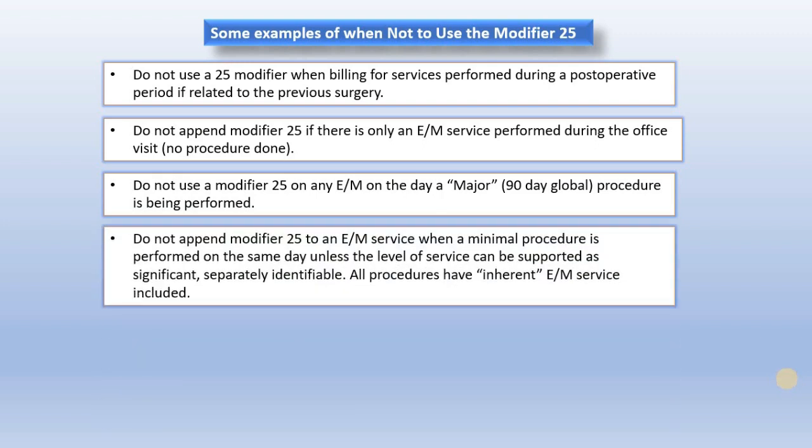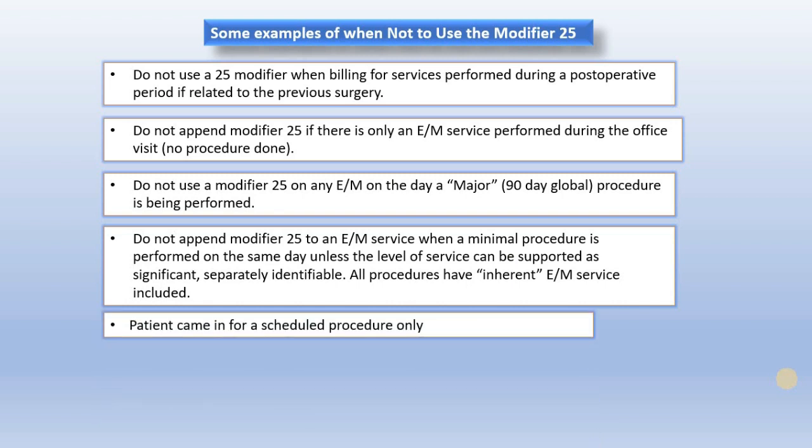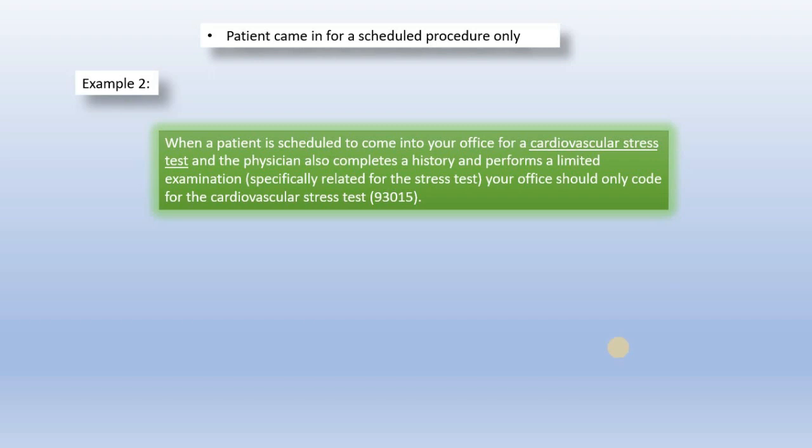Then next, do not append Modifier 25 to an E/M service when a minimal procedure is performed on the same day unless the level of service can be supported as significant separately identifiable. All procedures have inherent E/M service included, and patient came in for scheduled procedure only. So the last both scenarios you can understand in next example. So patient came in for scheduled procedure only. So this is the example.